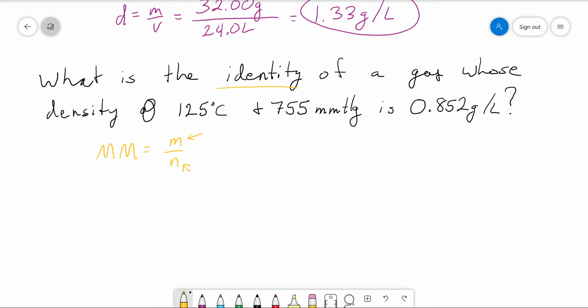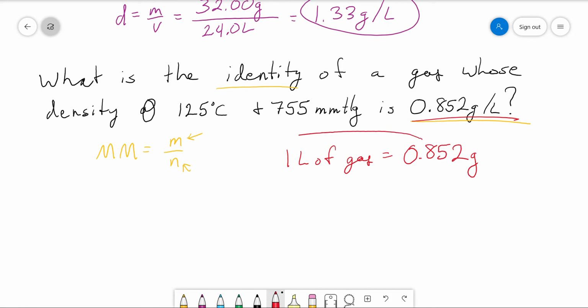So what do we know? We know the density is 0.852 grams per liter. So we know that 1 liter of gas is equal to 0.852 grams. There's our mass.